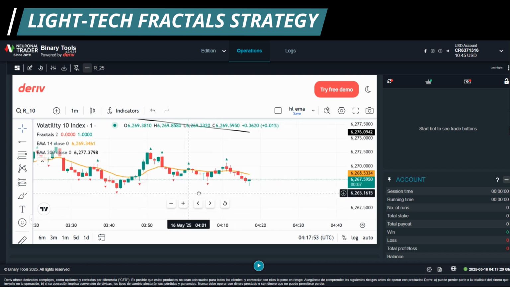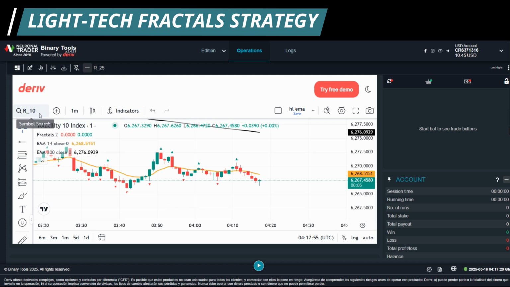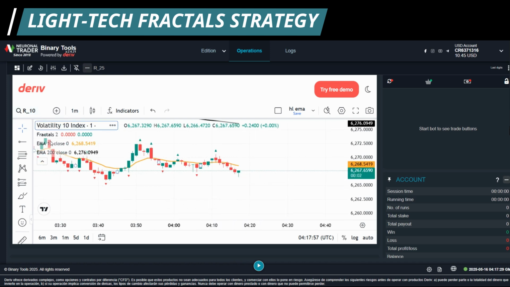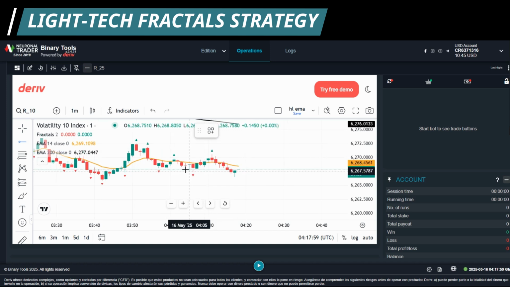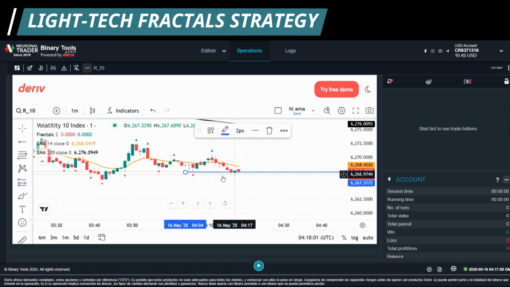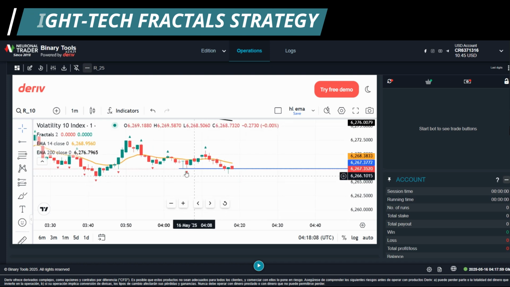Okay, I just changed the volatility here to 10, and I have seen something is going to happen here for a lower option. You can see this candle trying to break and continue going down, and this is not a good indication.